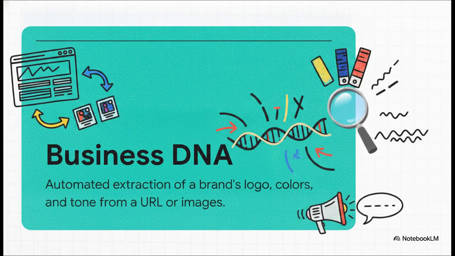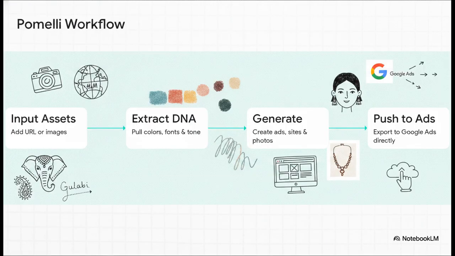To scale this marketing even further, there's a tool called Pomeli. It uses an engine that instantly extracts your business DNA straight from your existing website, or even just from a few uploaded product photos. It automatically pulls your exact hex colors, your typography, your tone of voice, and even writes a perfectly aligned tagline. What's truly mind-blowing here is how Pomeli manages your entire campaign lifecycle.